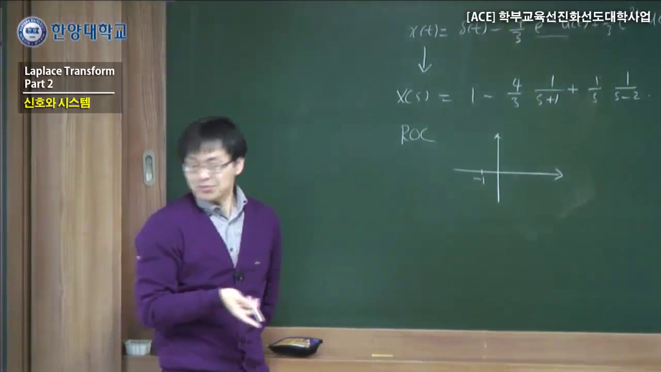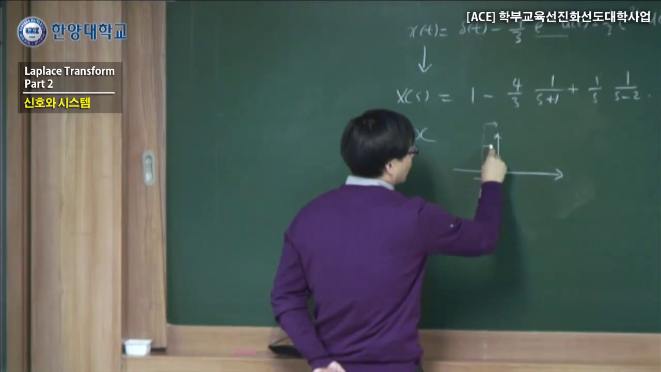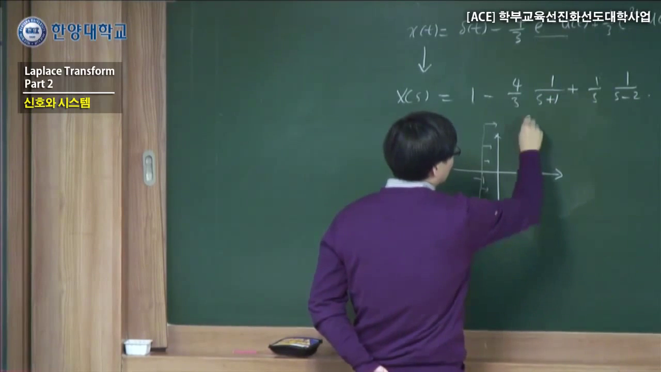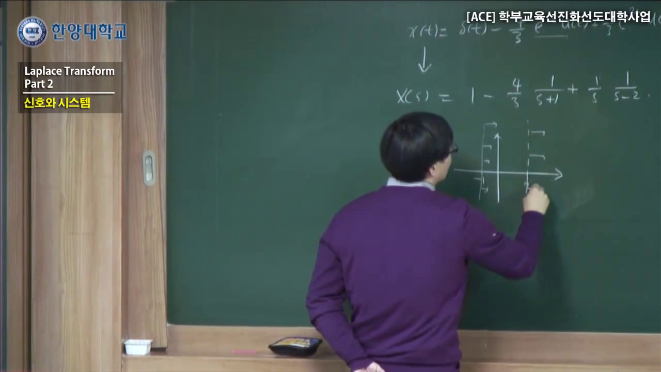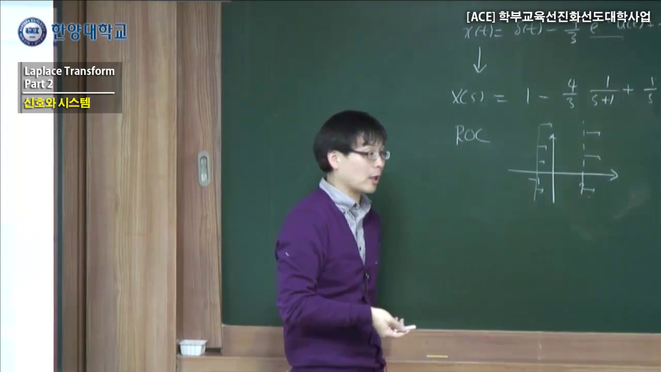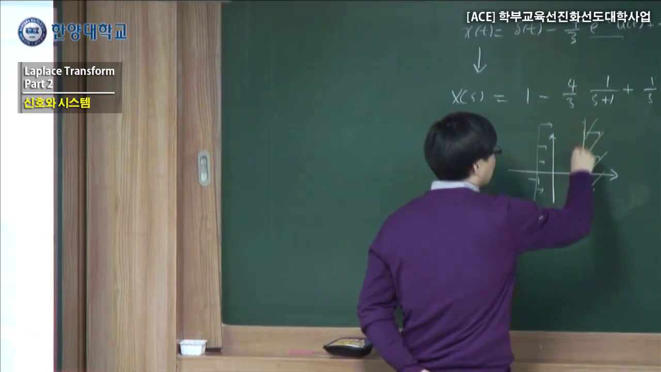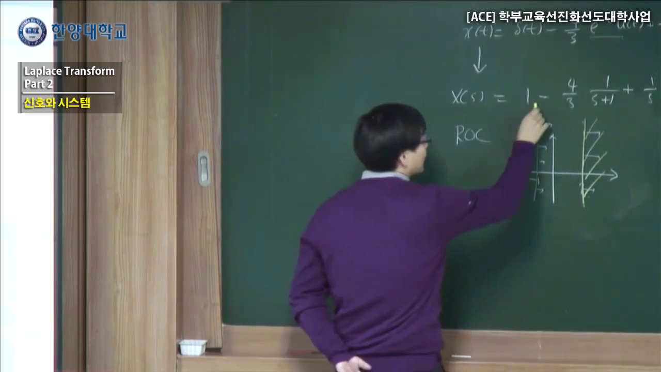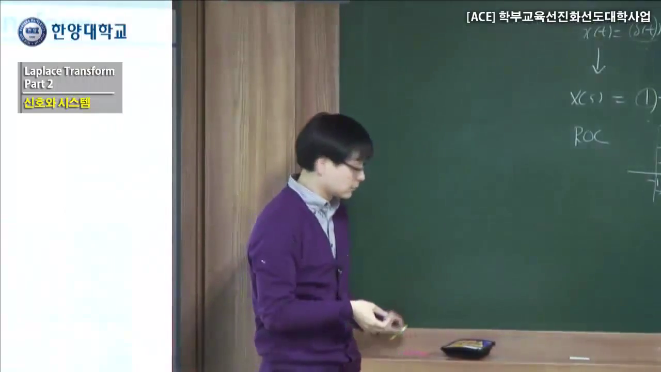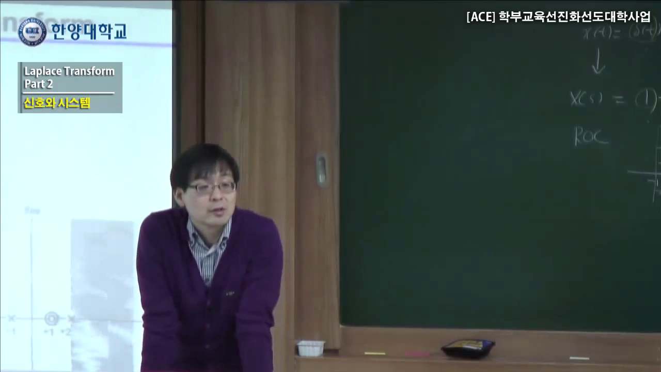This should be larger than 1. Larger than minus 1. This is what? From 2, it should be larger than 2. So we have to find out the overlapping area. So currently, we have region of convergence over here. What about this? What about delta? What is the region of convergence in delta?